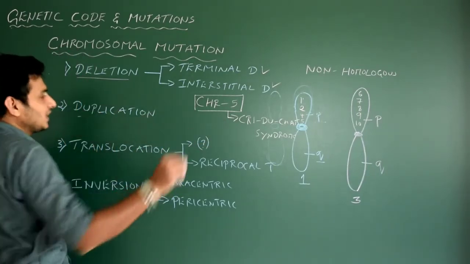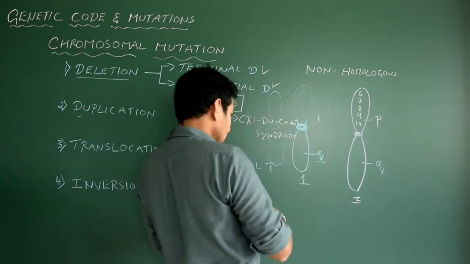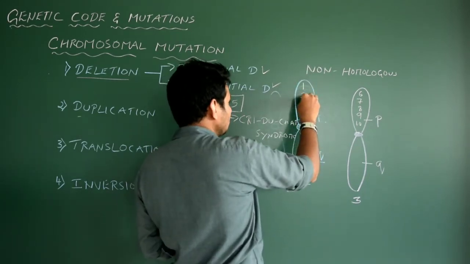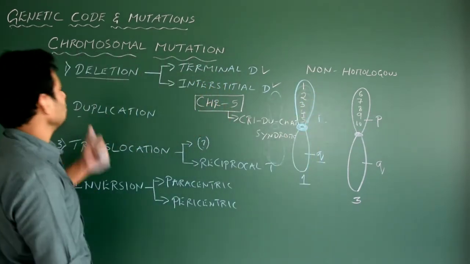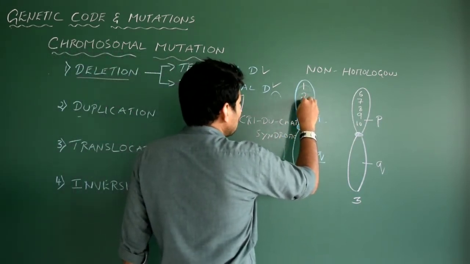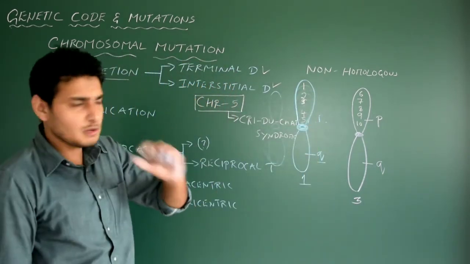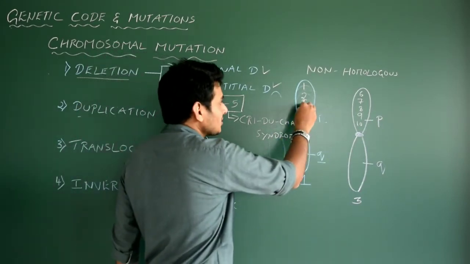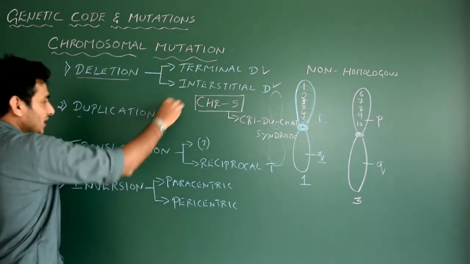So we go to duplication now. Let me draw this again. That means I need to write 1, 2, 3, 4 and 5 genes. So duplication. What's going to happen now? The same gene, that is gene number 3, or the segment of the chromosome where it contains gene 3, is duplicated. That is, it is repeated twice. See, 1, 2, 3, 3, 4, 5. Got it? So that is duplication.